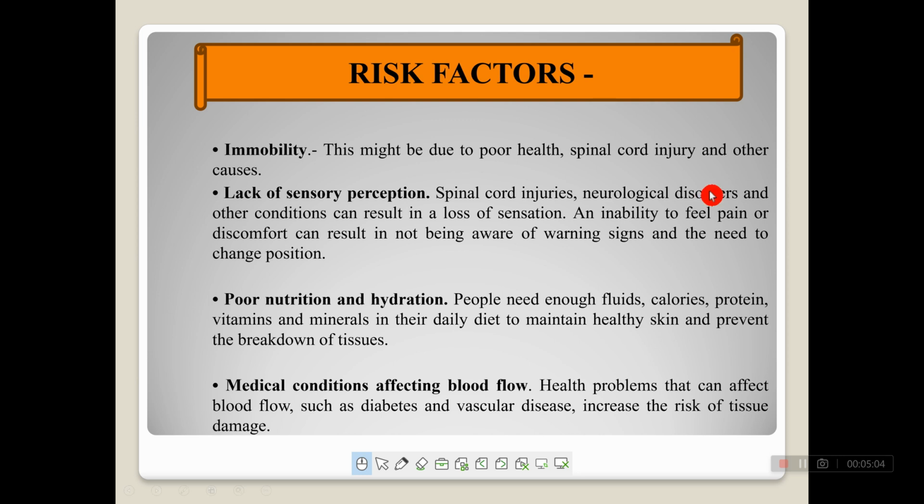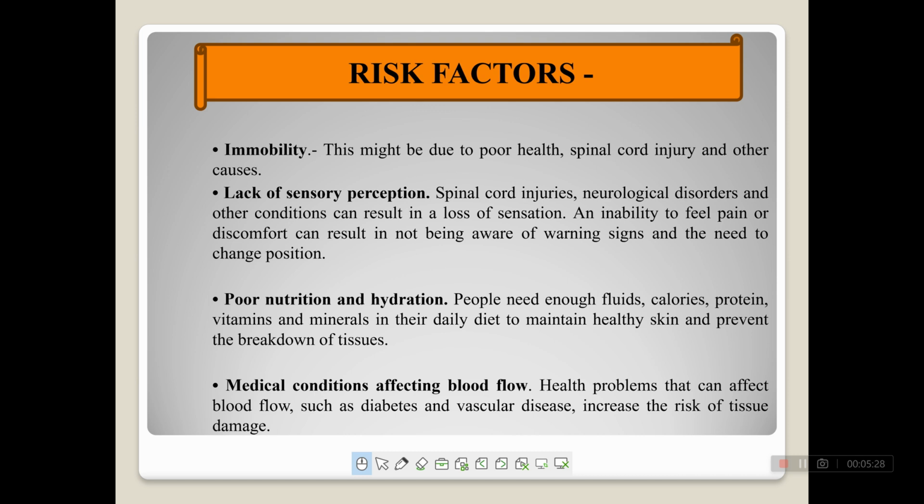The third risk factor is poor nutrition status and hydration. People need proper fluids, calories, proteins, vitamins and minerals in their diet plan, so that we can maintain the skin and prevent the tissue from any kind of damage.